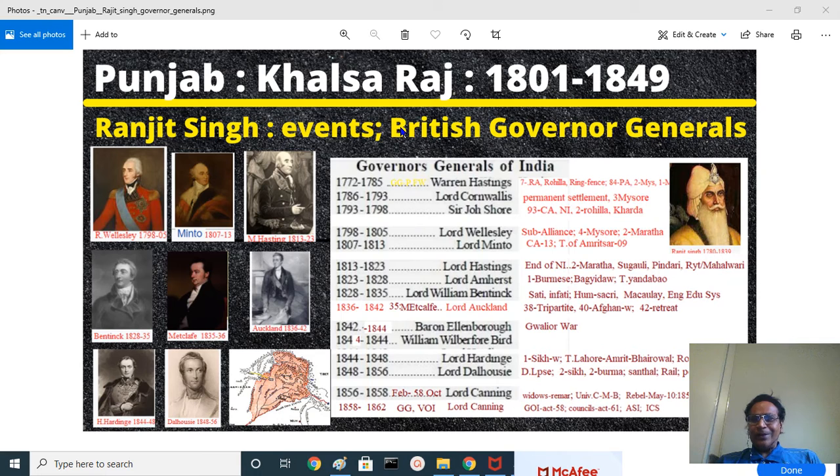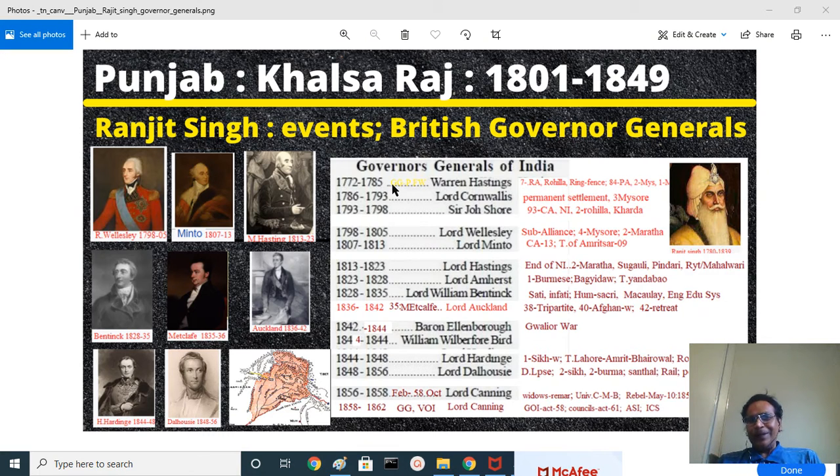The events, and the British Governor-Generals. British Governor-Generals were at that time called the Governor-General of the Presidency of Fort William. That is a big, high-sounding name for the Presidency of Bengal, with headquarters at Fort William, on the east side of the River Hooghly, next to Howrah on the west side of the River Hooghly. He also superior or controlled the Presidency of Madras, the Presidency of Bombay, and so on.